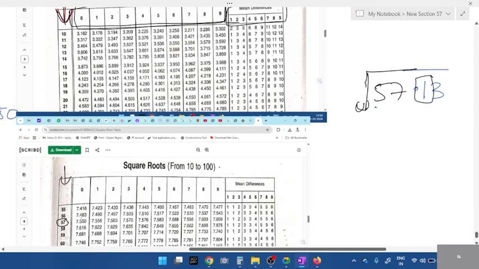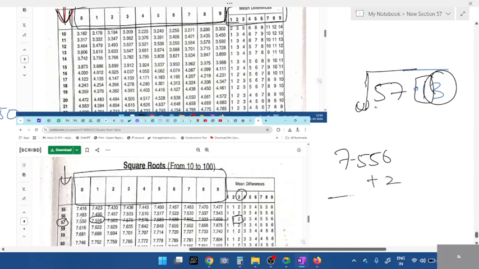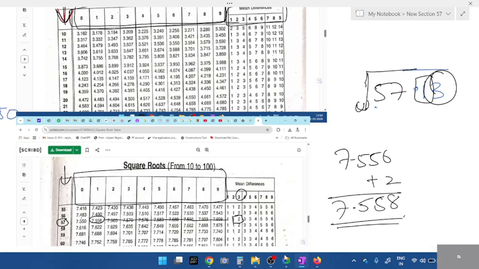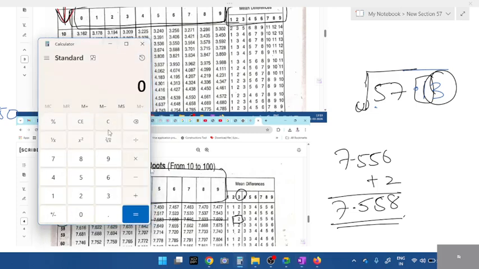Third term, where is this, student? Look at the value from the top. Which one should I take, 0 or 1? 1. What is the value given below 1? 7.556. Along with that, 3 is given in the mean difference, in the same column. What is 3? Add this 2. 6 plus 2, 8. The answer is 7.558. Okay, the square root of 57.13 is 7.558. Are we getting the answer?